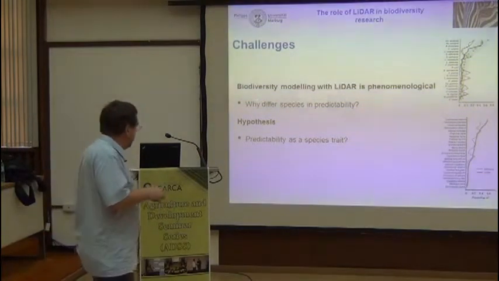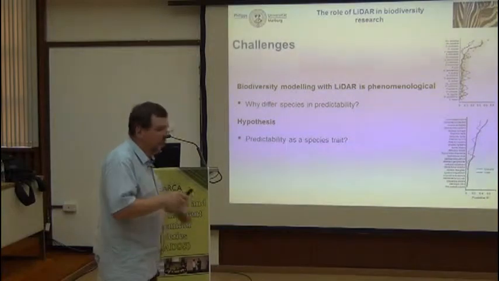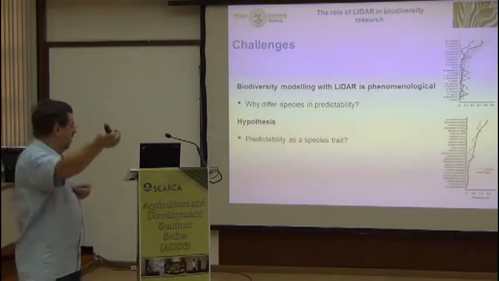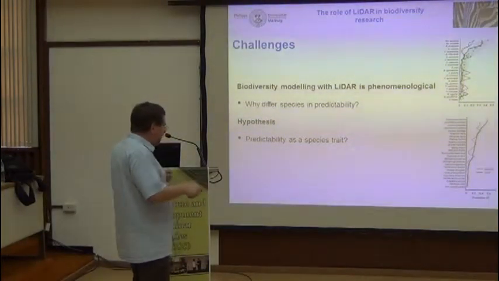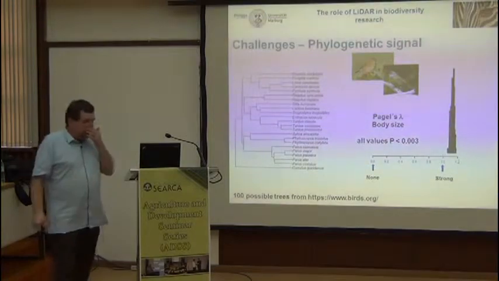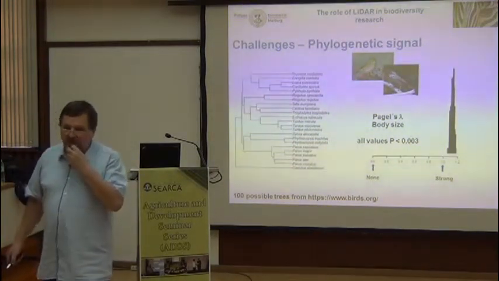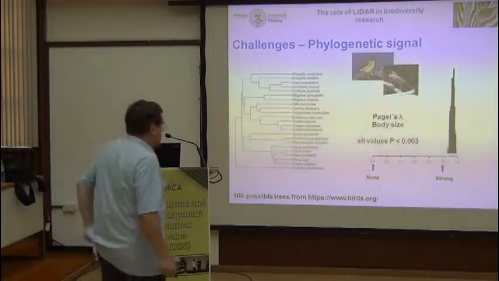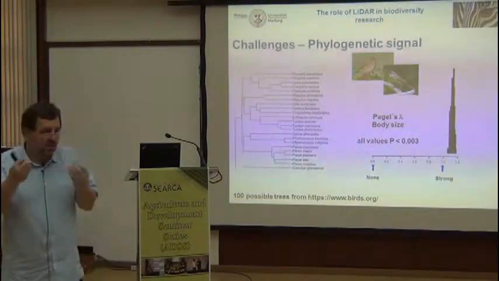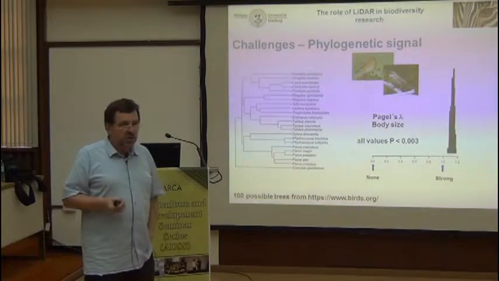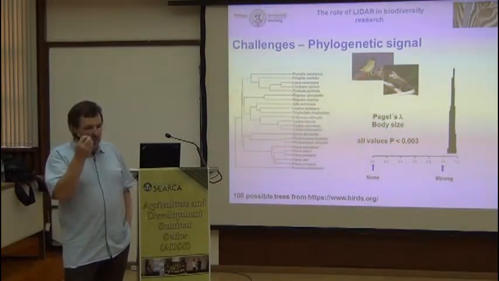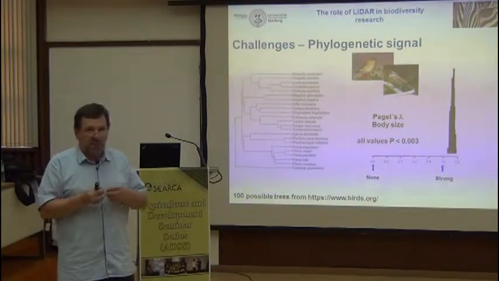That's an interesting point, insofar as the predictability is almost the same for all data sets, irrespective of using LiDAR, using ground-based data, or whatsoever. So is predictability perhaps a trait of species? And I want to present this now, it becomes much more complicated than it was already. When you want to look whether something is a trait which has some importance in evolution, then you look at evolutionary signals, what is called phylogenetics. A simple trait which shows a clear phylogenetic signal is, for example, body size.